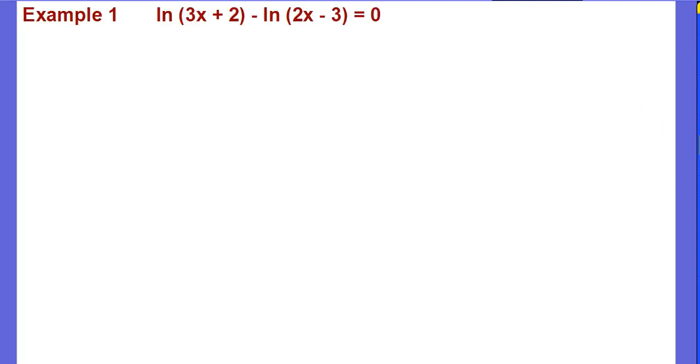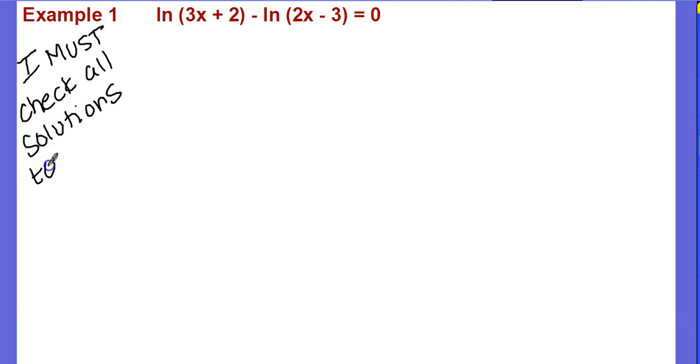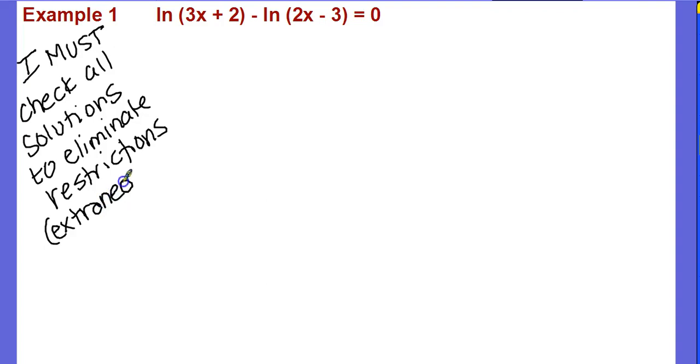Okay, so we will start with this first set of examples with some things to remember. Most importantly, write this: I must check all solutions to eliminate restrictions. In other words, extraneous solutions. So they're restrictions, meaning they can't exist. They'll cause a domain error. And another term that you'll hear often is that the solution is extraneous. It's no good. Okay? It causes an error. Okay?